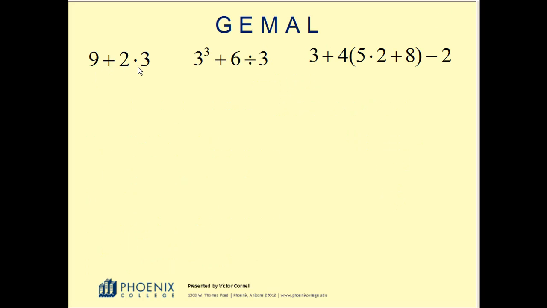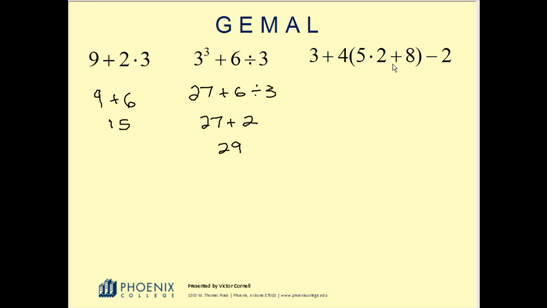Here we have multiplication, so you do that first. That'd be 9 plus 6, 15. Now here, this one we have an exponent. 3, you would do the exponent first. So 3 cubed is 3 times 3 times 3, which is 27. Then next comes multiplication or division as it occurs from left to right. So you do the division. 6 divided by 3 is 2. And then add.